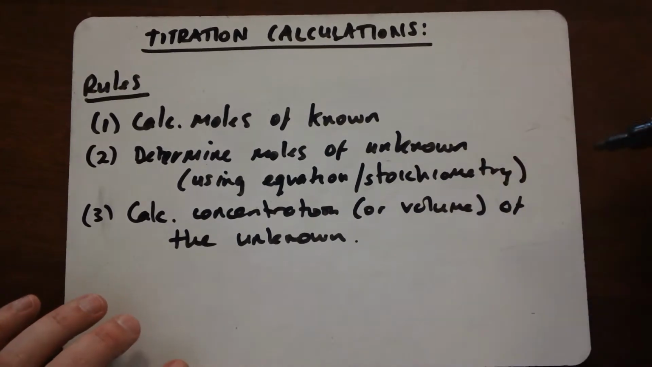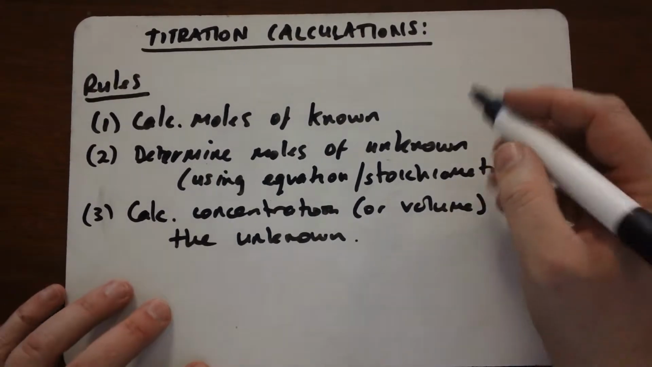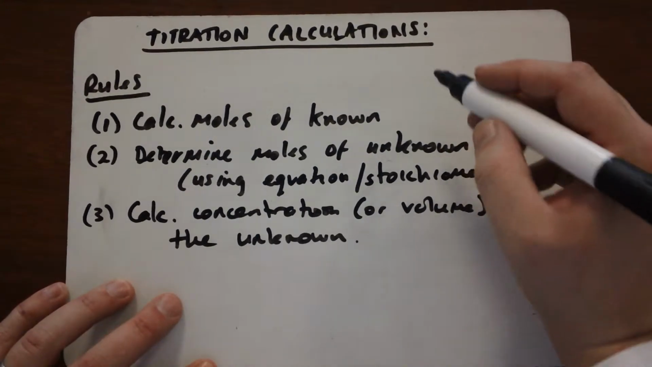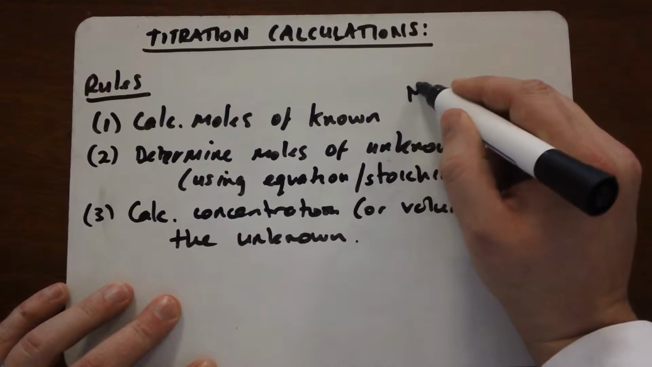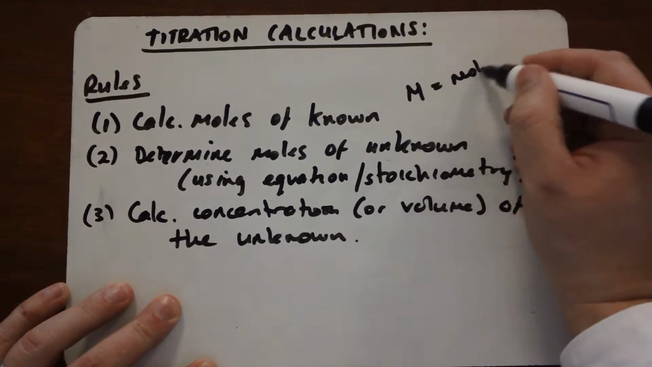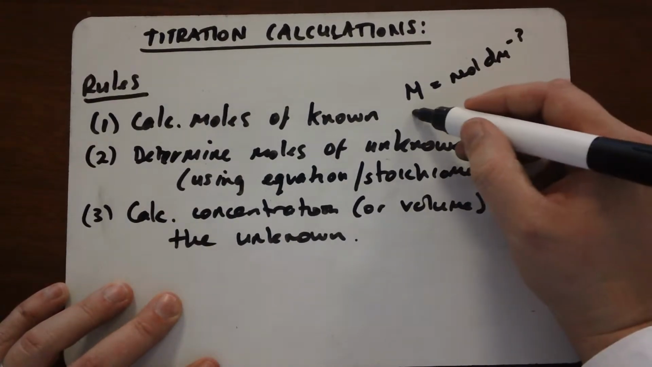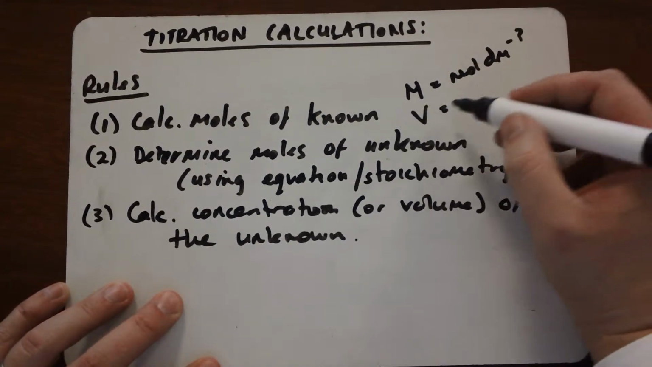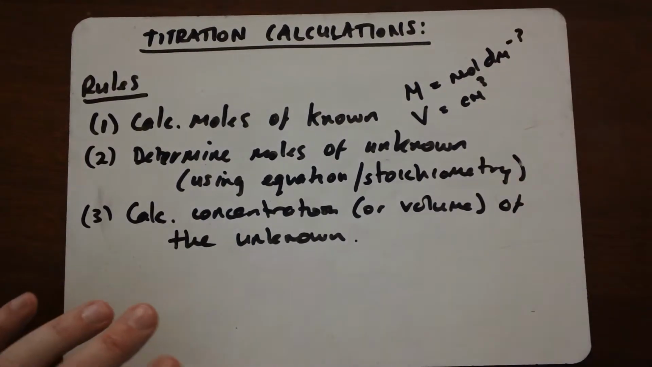You have to work out the number of moles of your known substance. So one of your substances would be the acid or the alkali, will give you both the concentration and the volume. So you're looking for the molarity or concentration. That will be given in moles per decimeter cubed. So that's a concentration unit. And it must also give you the volume. Now the volume will usually be given in centimeters cubed.